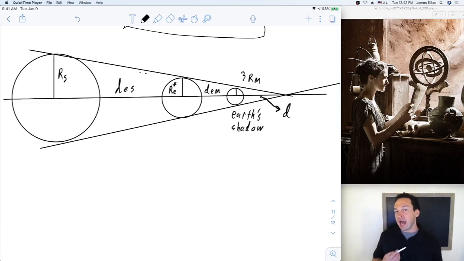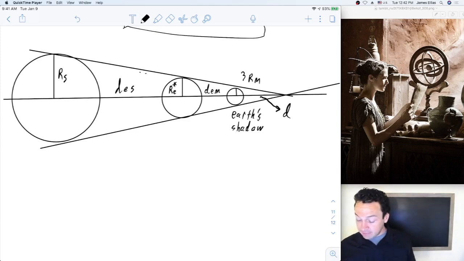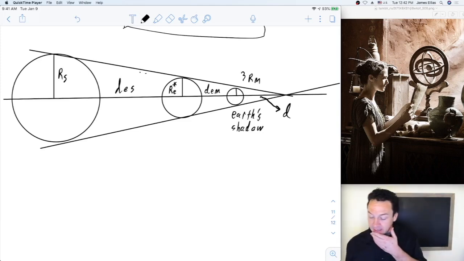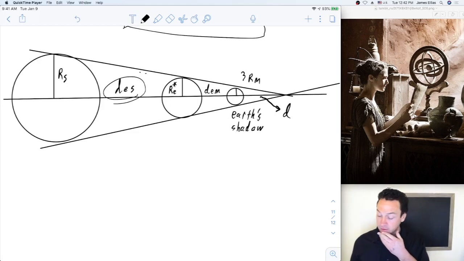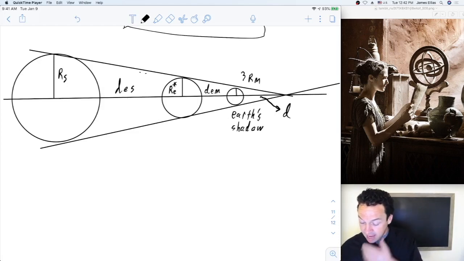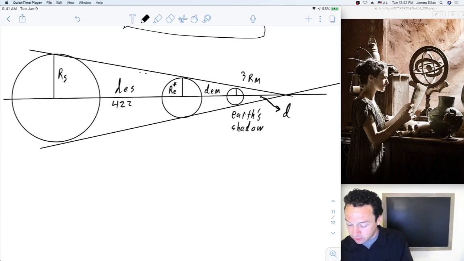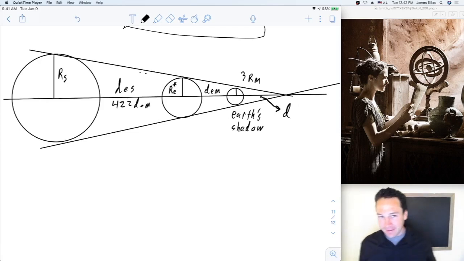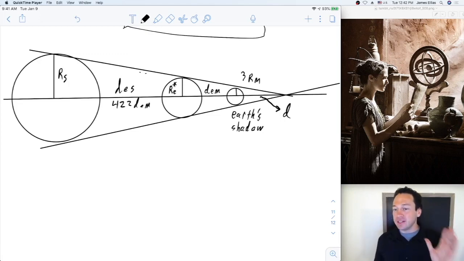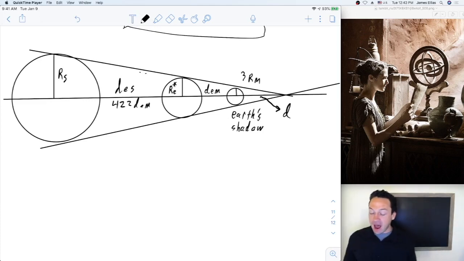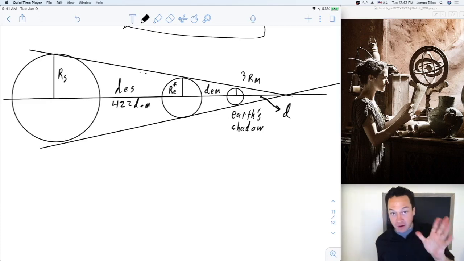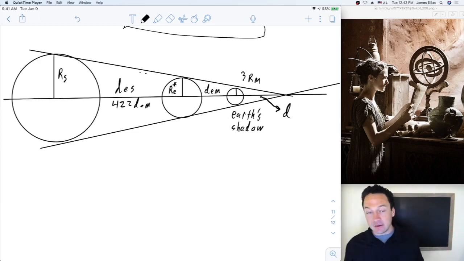But Aristarchus actually realizes that he can eliminate some variables here. First, instead of talking about the distance from the Earth to the sun, what he can do instead is here he can just write 422 DEM. Because the distance between the Earth and the sun is just 422 times the distance between the Earth and the moon. So he can figure that out. So that's one less variable, basically. He's killed off this DES variable.